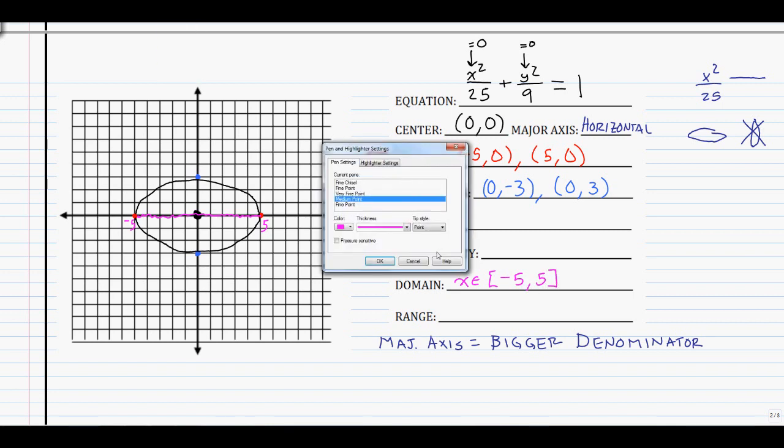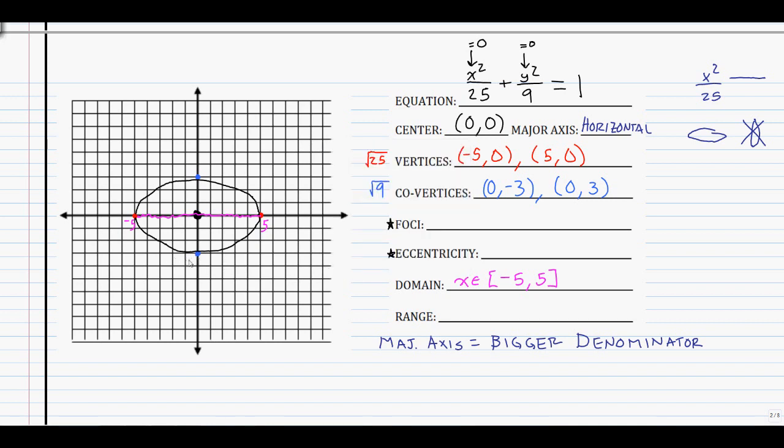As far as our range, well, you can probably see it just as quickly as I can. The smallest value we have for y is negative 3. It's down here. Then we go all the way up until we hit positive 3. And so our range will be y is a member of, because we're looking at y values, negative 3 to 3.